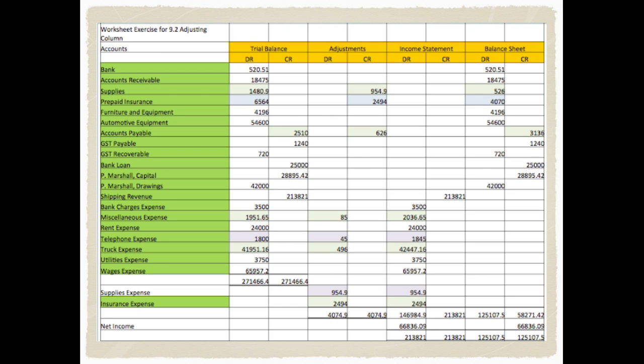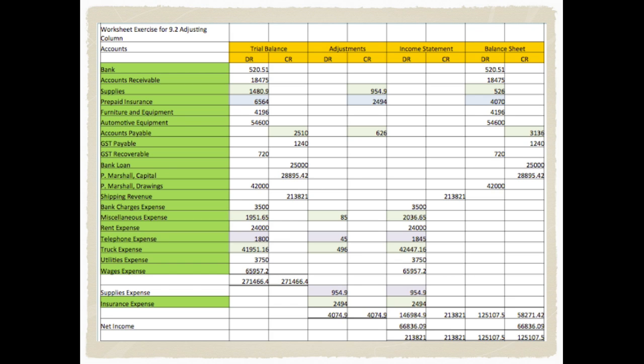So now we go to the balance sheet. We add up everything in the credit and debit column. In the debit column, we have $125,107.50, and in the credit column, we have $58,271.42. So we have to figure out the difference, and you put the difference under the smaller number, which in this case is a debit column.